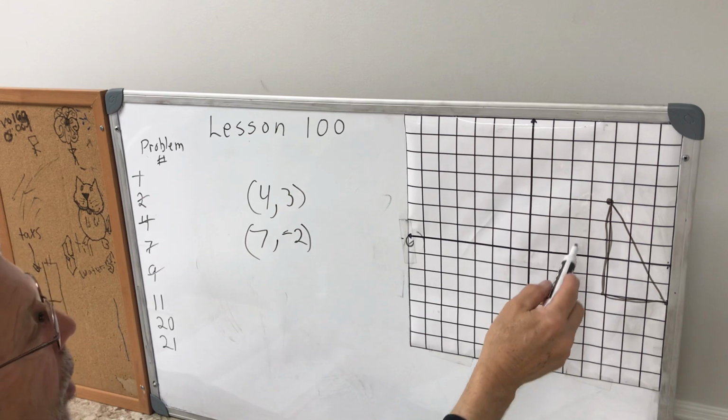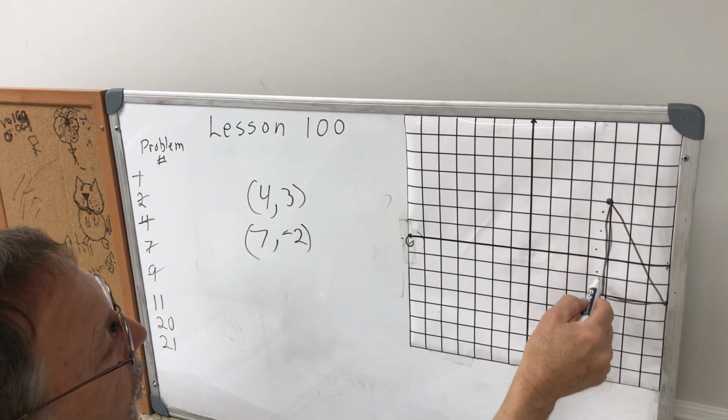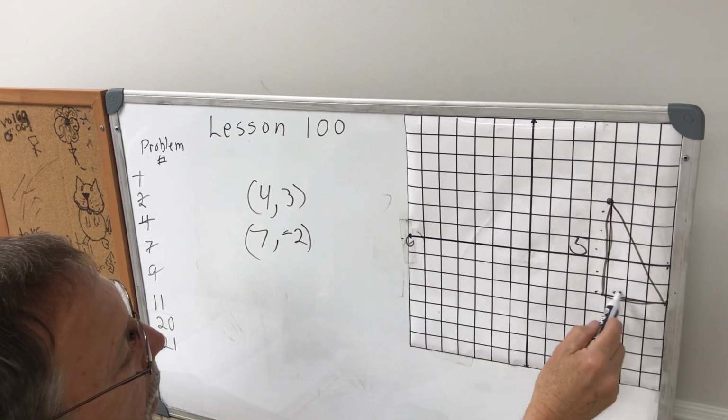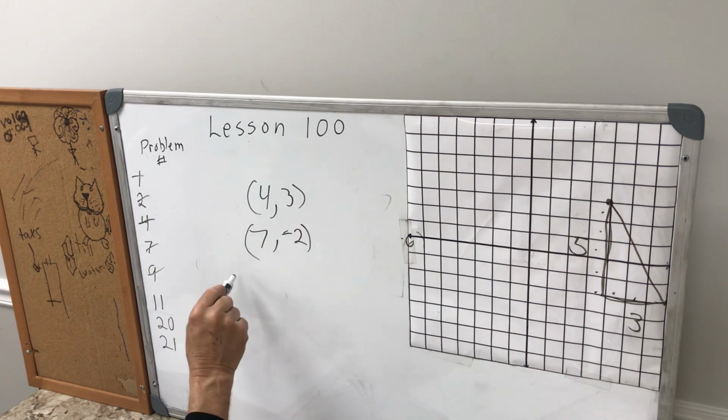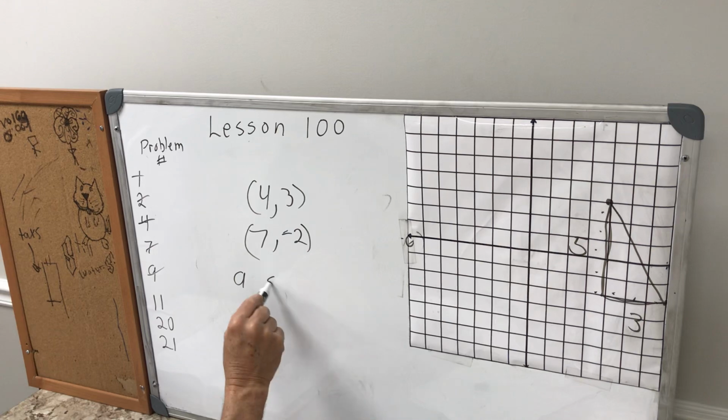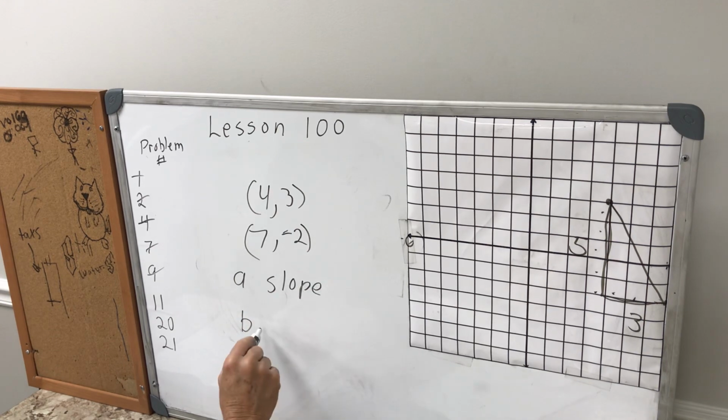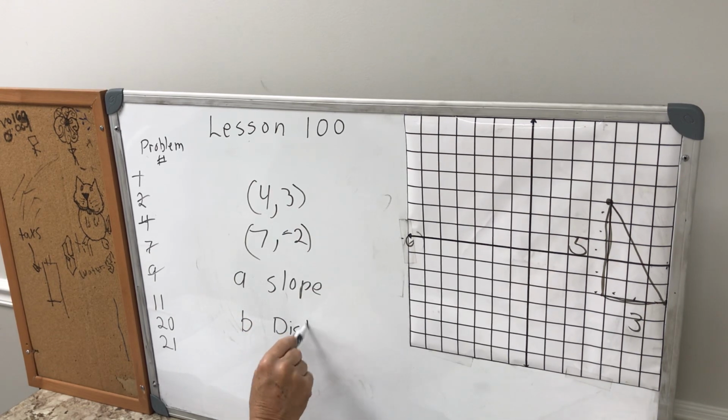And we count our units. 1, 2, 3, 4, 5 on this side. 1, 2, 3, 3 on this side. They're asking for A and B. A is the slope, and the B is the distance.